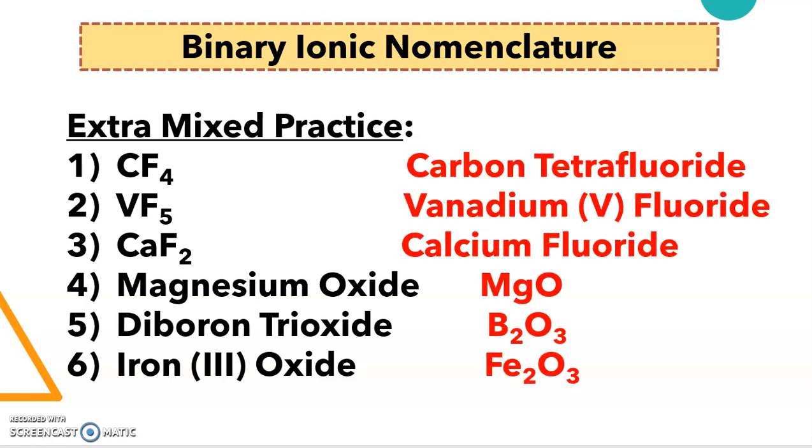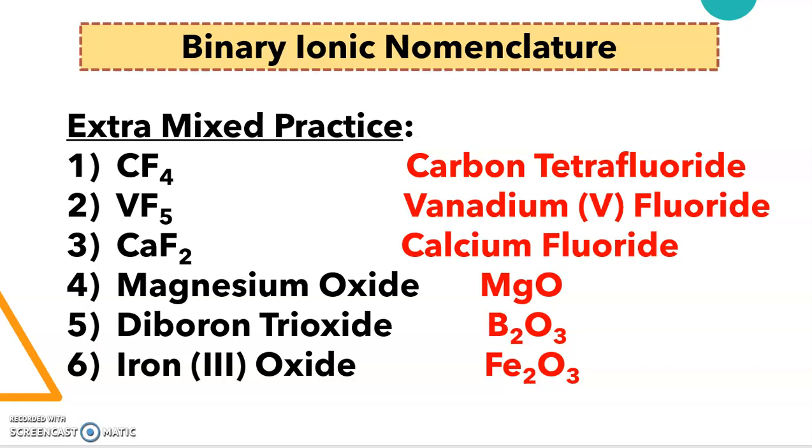So the first compound would be covalent, and it would be called carbon tetrafluoride. The second compound starts with a transition metal, so you needed to include the Roman numeral, and it would be called vanadium 4 fluoride. The third starts with a metal that is in the first 2 columns, so that would be called calcium fluoride. Number 4, again, magnesium comes from the first 2 columns.